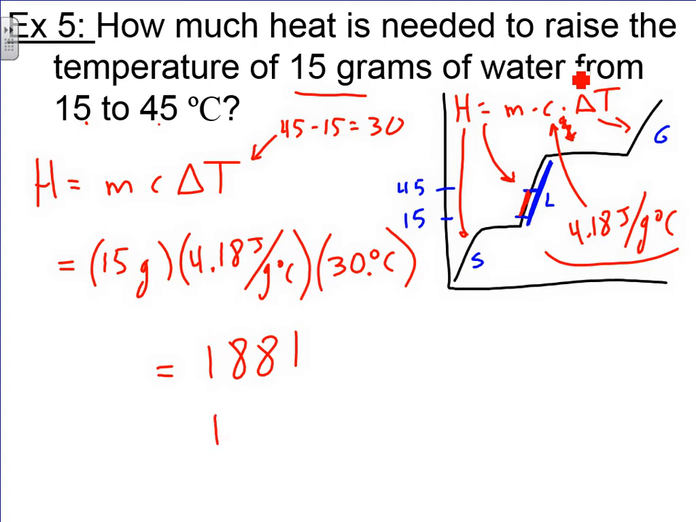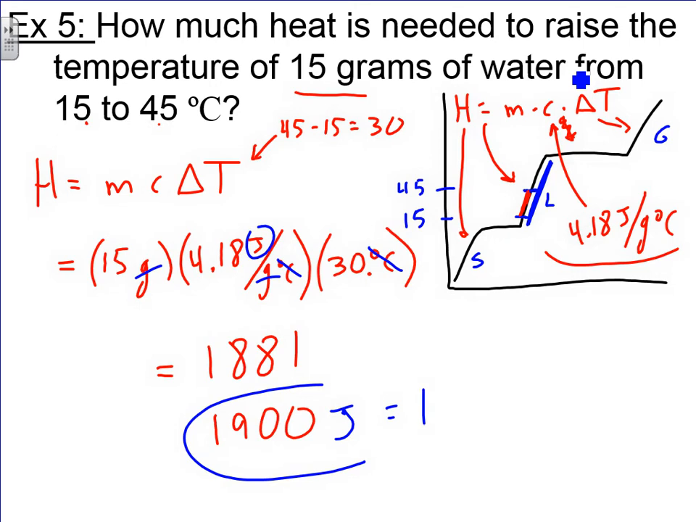The question is, what are the units? Well, you'll see that the degrees Celsius cancels out, grams cancels out, and we're left with joules. So this would be 1900 joules, which is about 1.9 kilojoules. So 1.9 kilojoules to warm up 15 grams of water by 30 degrees Celsius. So notice we can actually do exact calculations. If you want to warm up this much water, here's how much heat you have to be ready to supply.